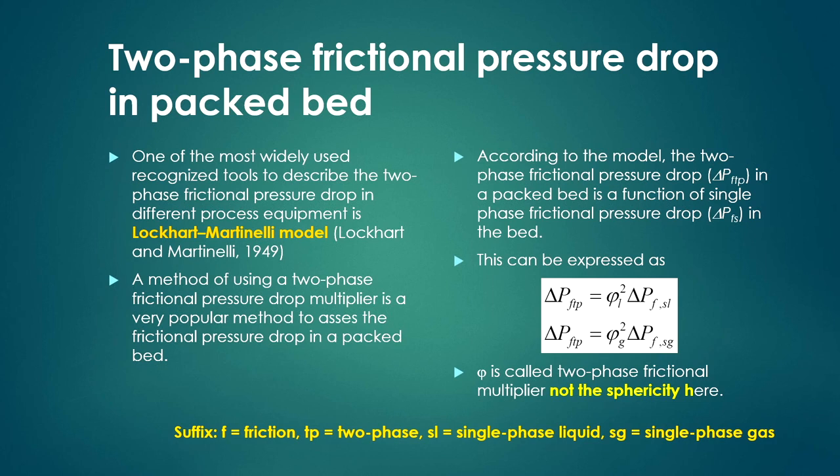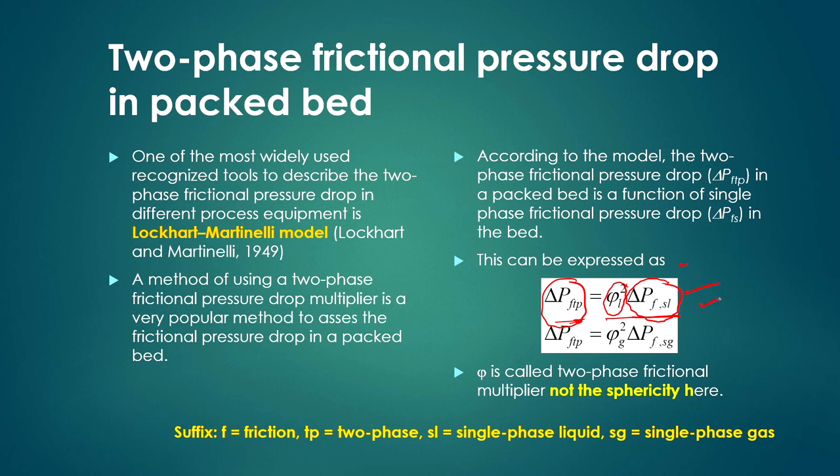So this can be expressed by this equation. Delta P_FTP: delta P is the pressure drop, F is for frictional, and TP means two phase frictional pressure drop. That will be equal to phi_L squared times delta P_FSL. Phi_L squared is basically the multiplier, the factor by which you are multiplying the single phase pressure drop. This is delta P_FSL: delta P means pressure drop, F for frictional, and the suffix SL means single phase liquid, S for single phase, L for liquid, and TP here is two phase. So two phase frictional pressure drop will be equal to phi_L squared times delta P_FSL.